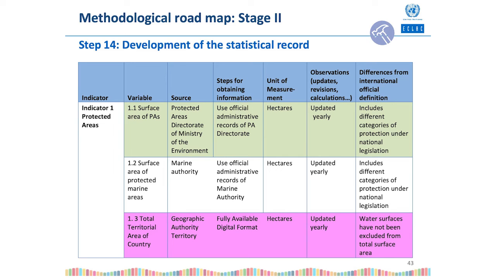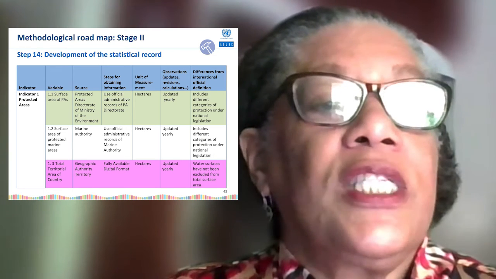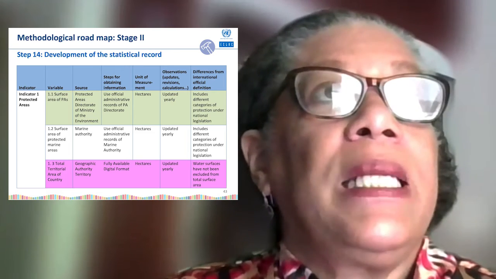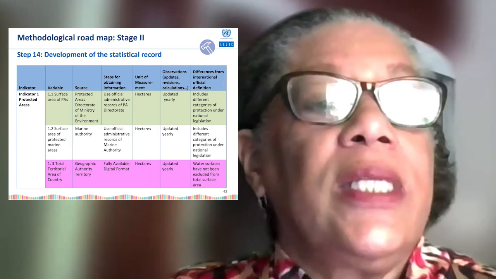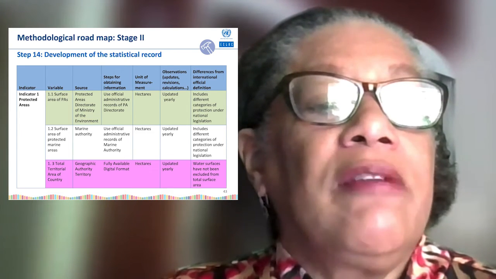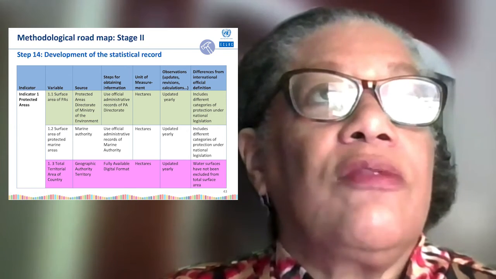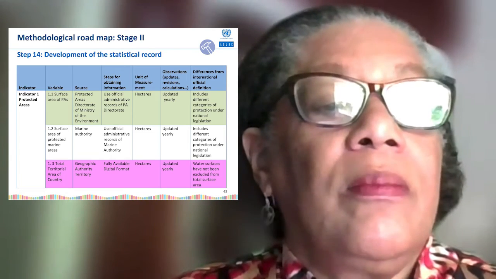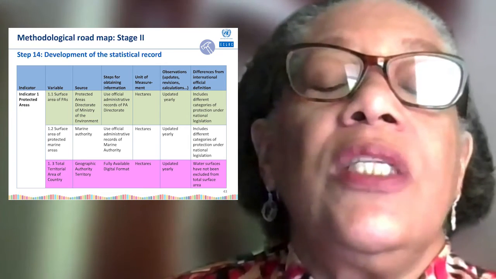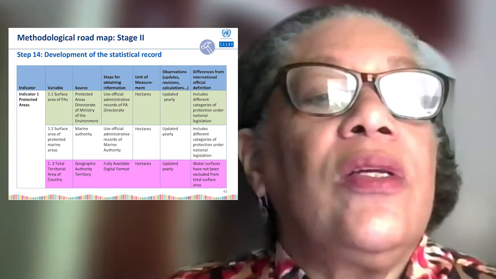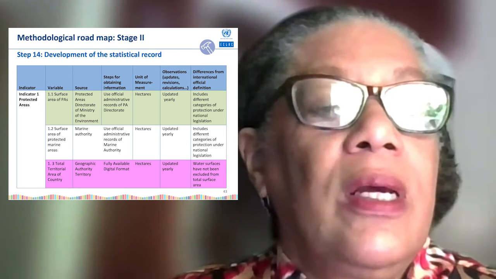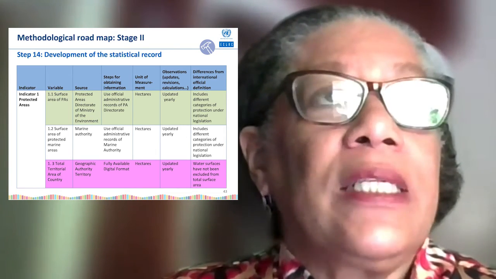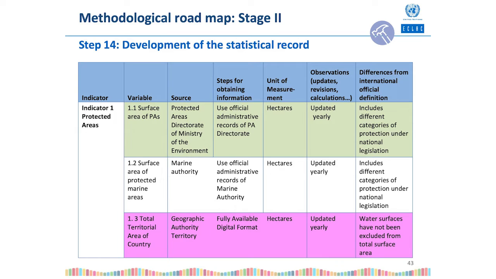Now, this data can sometimes be sourced from the Protected Area Directorate of the Ministry of Environment, as well as the Environment Protection Agency, and as well as the marine authorities, or the authority that is responsible for the total area of the region. So in order to obtain this information, you would need to use official administrative records of the agency involved, as well as the digital format for the entire territorial area of the country.